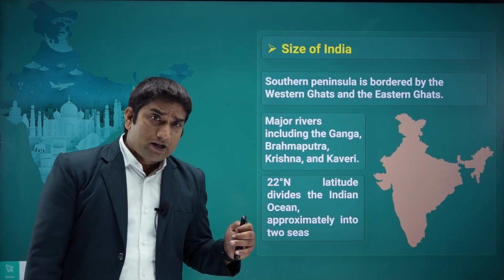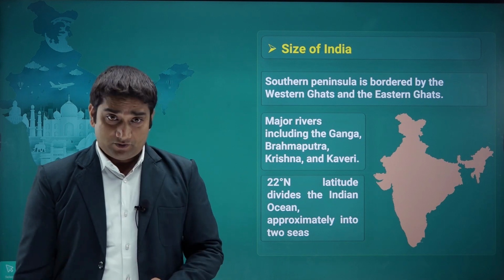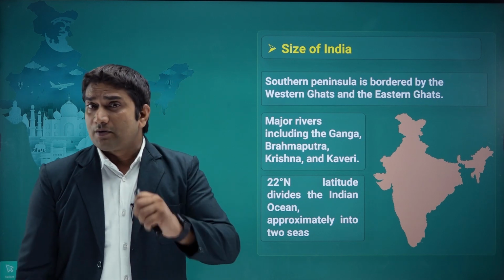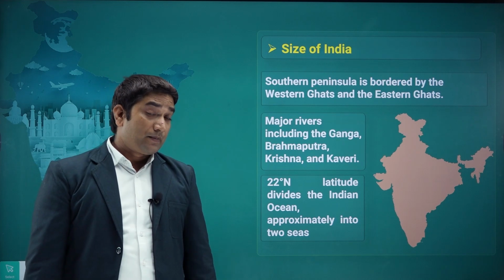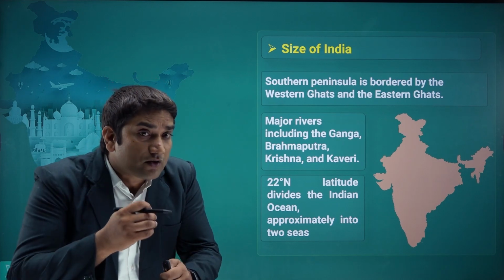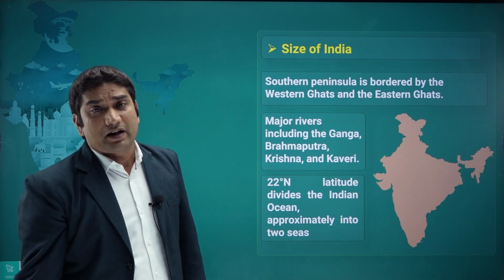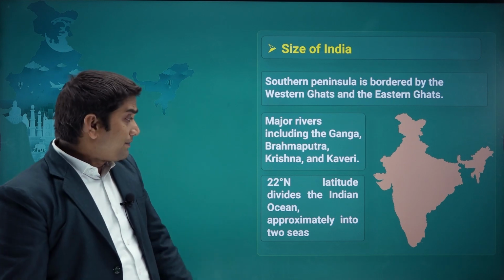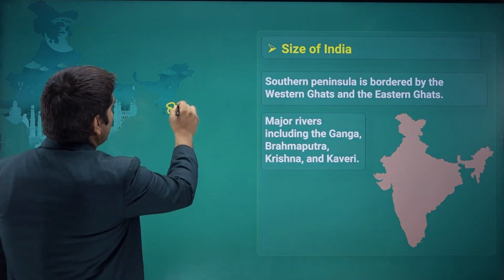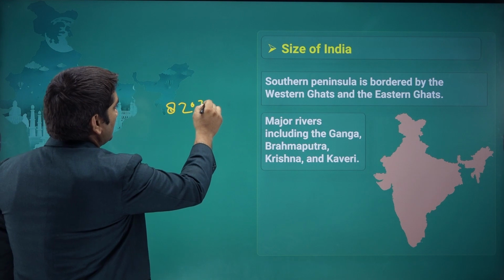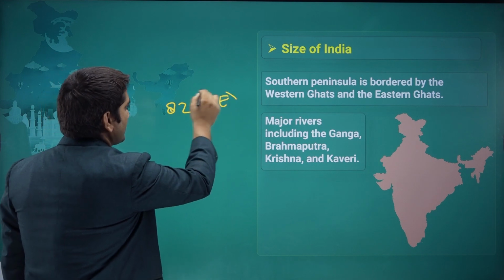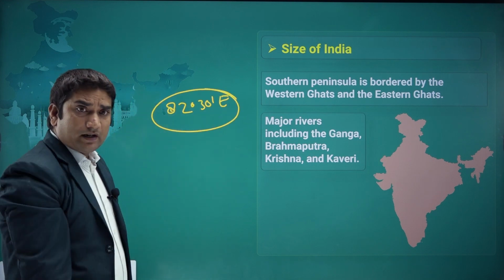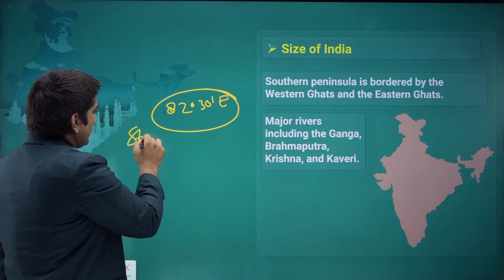So earlier, students, we just discussed the standard meridian, right? Now one more question may arise in your mind related to the standard meridian: from which states the standard meridian is passing. So the standard meridian of India is 82° 30 minutes east. This is the standard meridian, right?